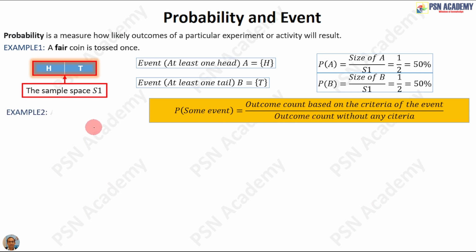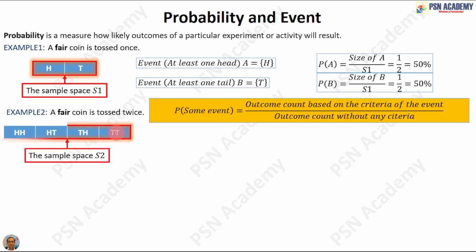Let's go for example 2. This time we toss the fair coin twice. These are the possible outcomes we may have. Since we toss the coin twice, there will be two trials. In both trials we may have head, or in the first trial we may have head and the second trial may have tail. The first trial tail, the second trial head, and in both trials we may have tails. So this is our sample space. We give the name sample space S2. So S2 is a set of all possible outcomes here. Here, the sample space size is 4.